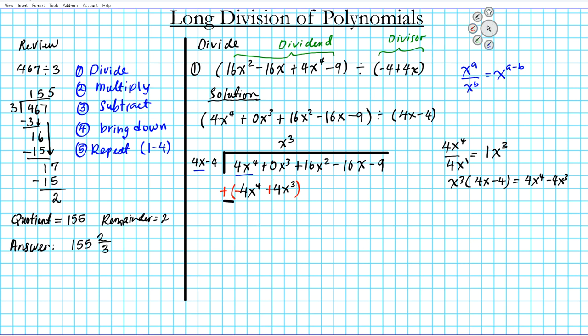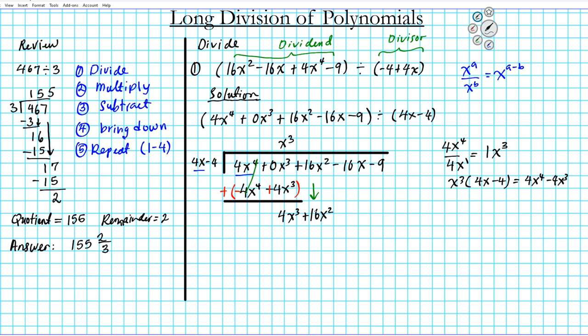And then we're going to combine these two. That should always cancel out. The first term should cancel out to 0. And then we have 4x to the 3rd. So this is the subtraction step. And then step 4, we're going to bring down the next term. Next term is the quadratic term, 16x squared. All right, divide, multiply, subtract, bring down.